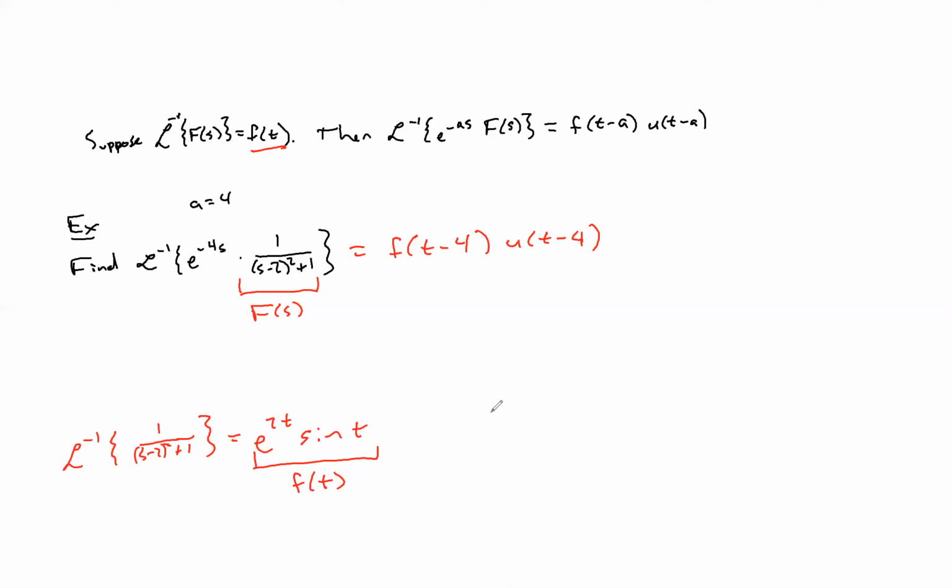So then what is f of t minus 4? F of t minus 4 is e to the 2 times t minus 4 sine of t minus 4. All right, so we get e to the 2 times t minus 4 sine of t minus 4 times u of t minus 4.